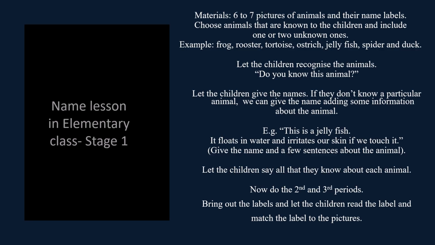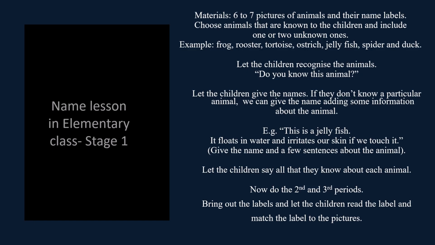Let the children recognize the animals. Do you know this animal? Yes, this is called a frog. Let the children give the names. If they don't know a particular animal, we can give the name adding some information about the animal. Example, this is a jellyfish. It floats in water and irritates our skin if we touch it. Give the name and a few sentences about the animal. Let the children say all that they know about each animal.